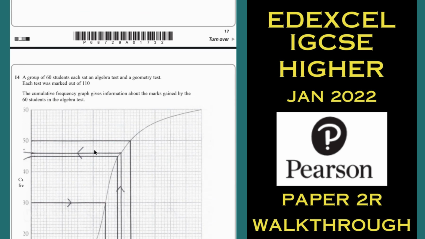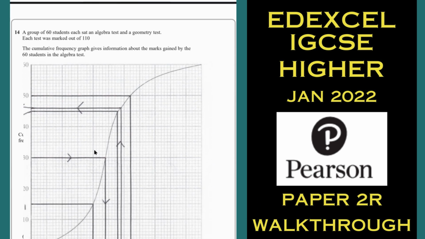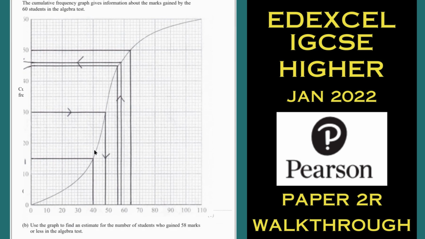Number 14, I've got to say, if you did this question like I did, it felt like it was never going to end. I've been teaching 24 years, tutoring for 3. I've never seen a cumulative frequency graph where 5 lines were needed. So let's take a deep breath and let's go for it.